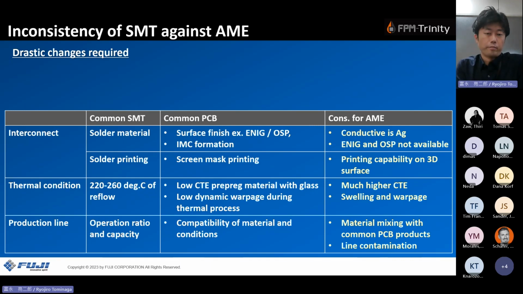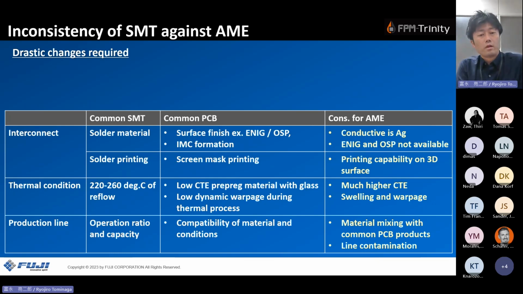And thermal condition for the reflow process, such a very high temperature process. A common PCB applies very low CTE material and very low dynamic warpage substrate, by using composite material with glass. However, in the case of AME, we have some restrictions on the material. So CTEs are very much higher than common FR4, so it may lead to some swelling and warpage.